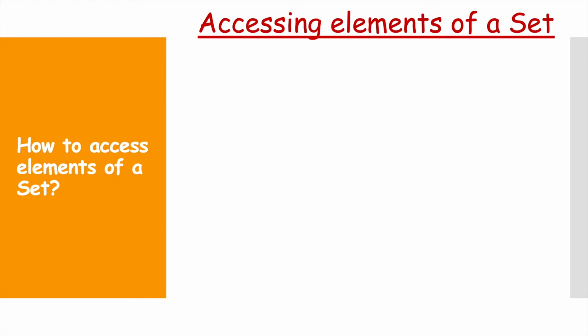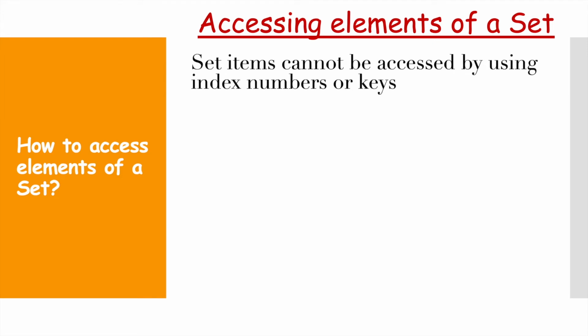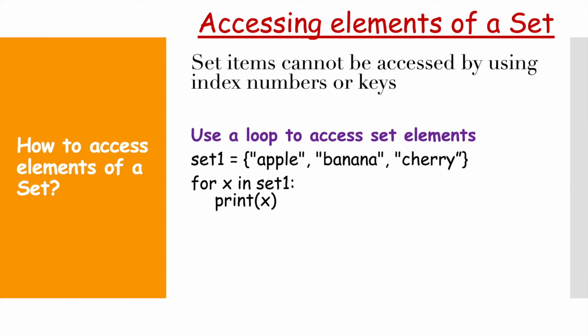Now let's see how to access the elements of a set. Set elements cannot be accessed by using the index numbers or the keys. Just like other data types like list or tuples, each item has an index value associated to it. If you want to access the items of a list or a tuple, we use index numbers. But in the case of sets, there are no index values associated to the set items. So you cannot access set items by using the index numbers or the keys. For accessing the set items or the elements, you have to use a loop. This is an example of a set, and to print each element of the set, you are using the for loop.